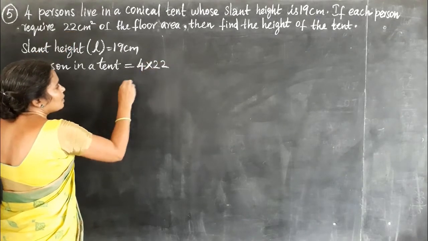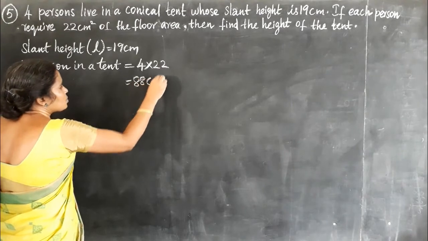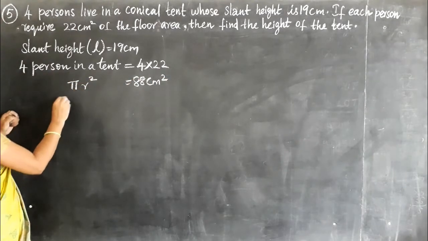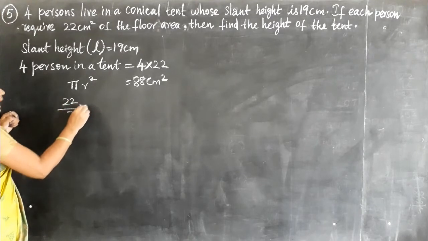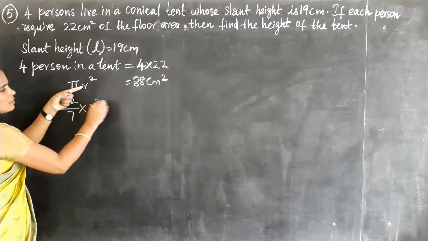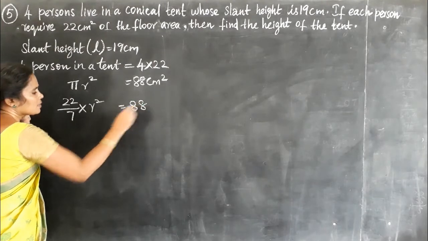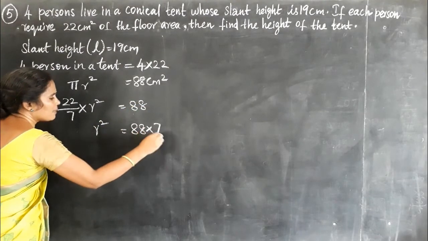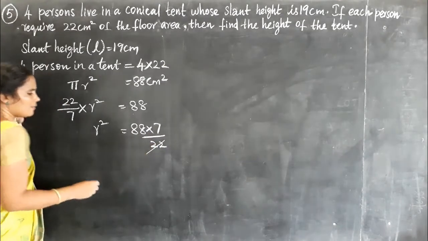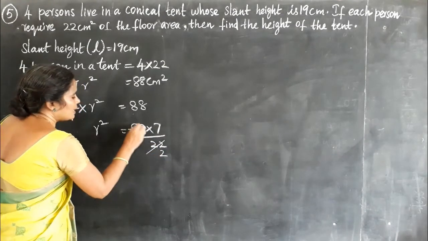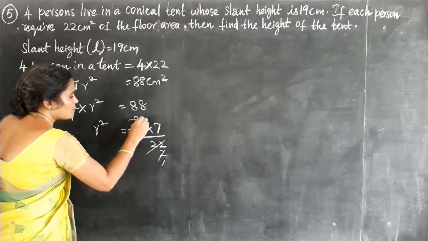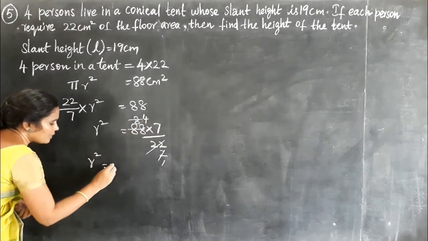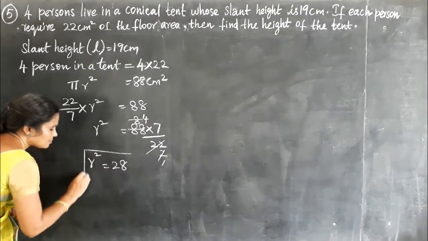So 4 into 22, 88 centimeter square. So πr² is equal to 88. So keep r square on the left side: 88 into 7 by 22. 11 2s are 22, 11 8s are 88. So 2 1s are 2, 4s are 4. R square is equal to 4 into 7, 28.